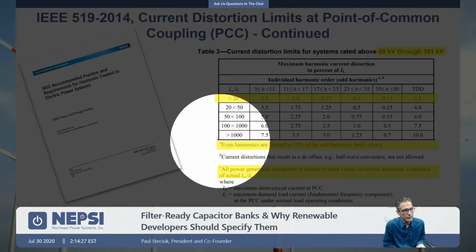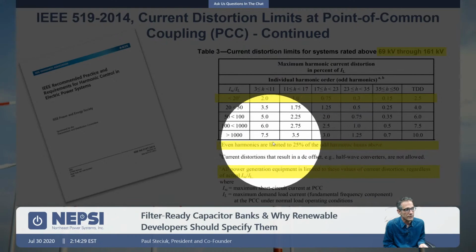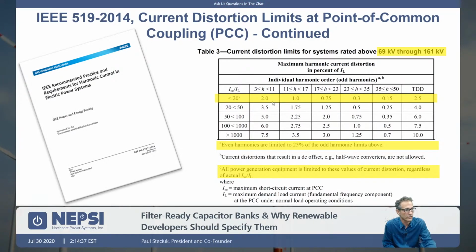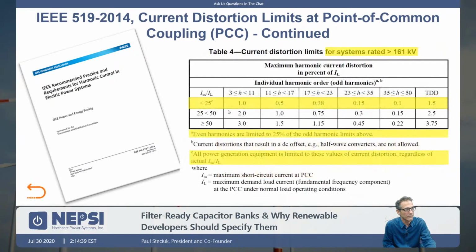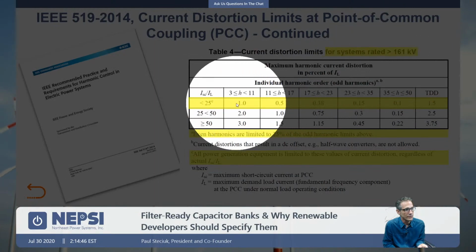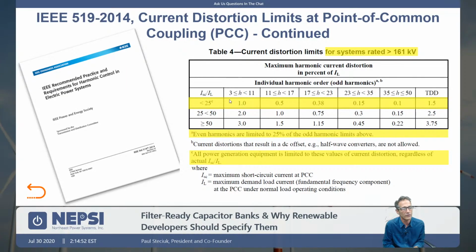This is even more restrictive when you look at the even harmonics. It's 25% of that, so just 0.5% for even harmonics. That would be the second, the fourth, the sixth, and so on. So quite restrictive in that nature. We go to an even higher point of interconnect voltage, one at 161 kV, and you can see that the value drops to 1%. So a very restrictive requirement by IEEE 519.